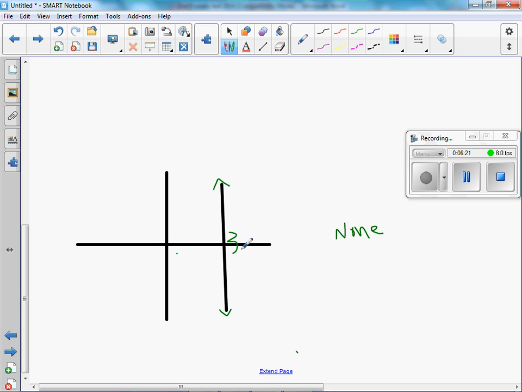What is the x-intercept? It crosses at 3, right? So what is it? Tell me real quick. You got it. It is (3, 0). That is the x-intercept, where it crosses.